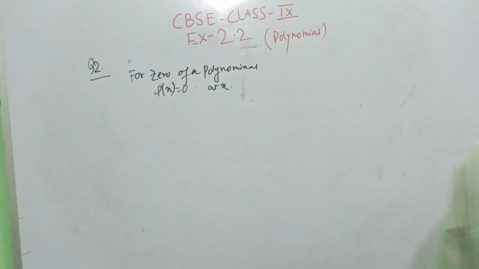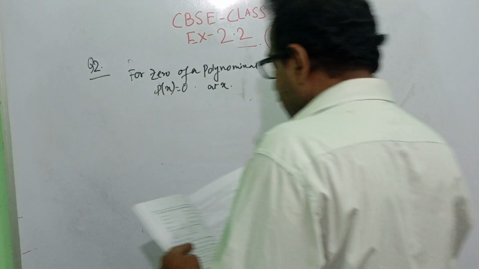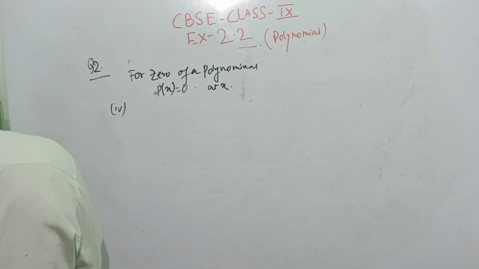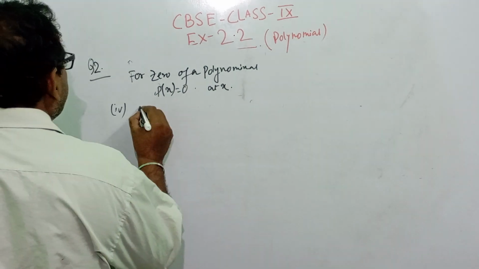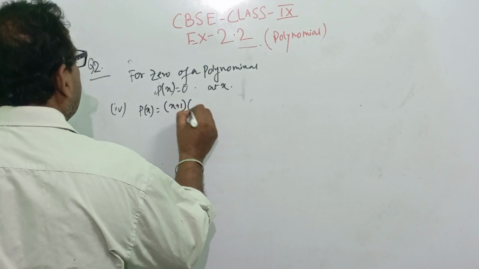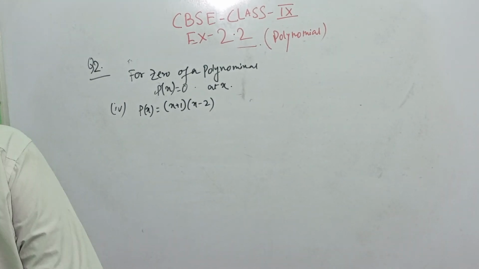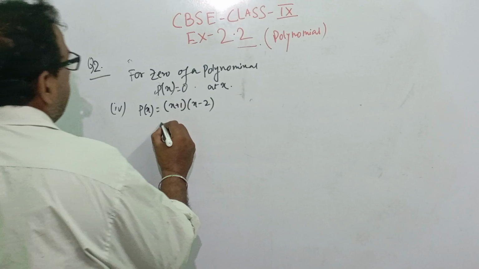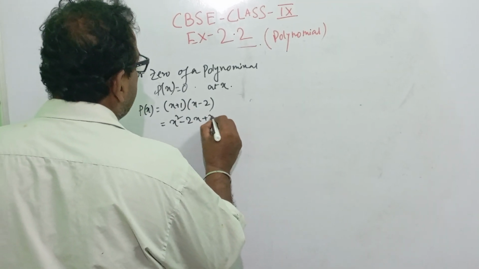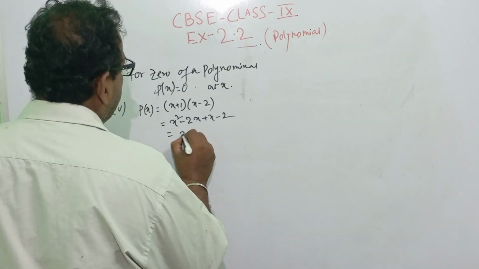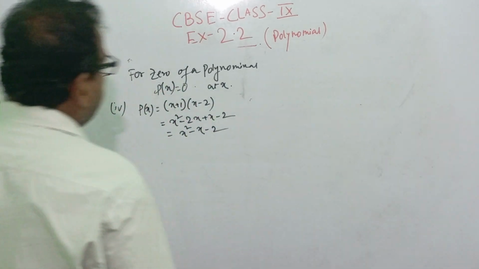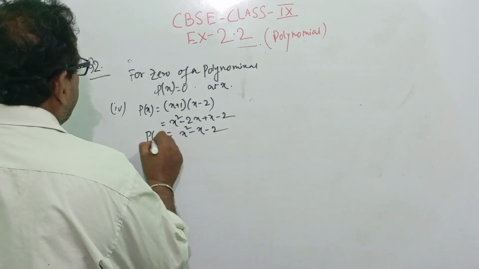Now number 4, they have given p(x) is equal to (x plus 1)(x minus 2). Now we have to multiply that. That is x square minus 2x plus x minus 2. That is x square minus x minus 2. Now this is the p(x).